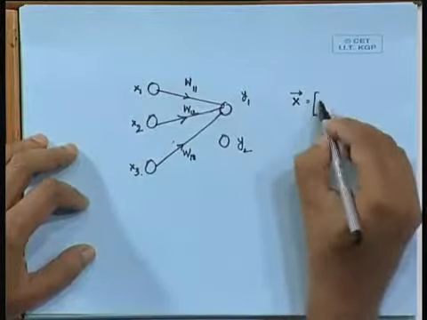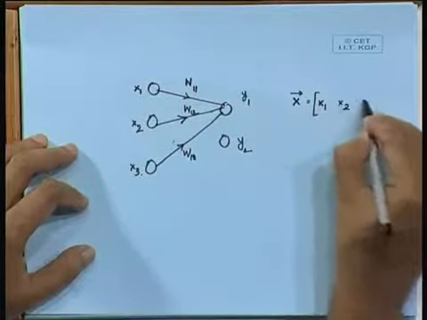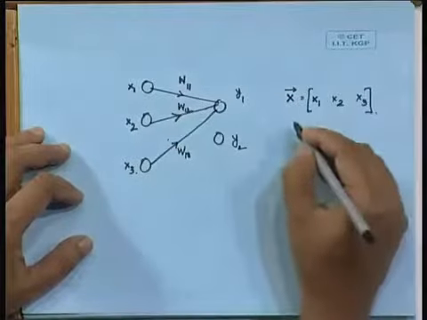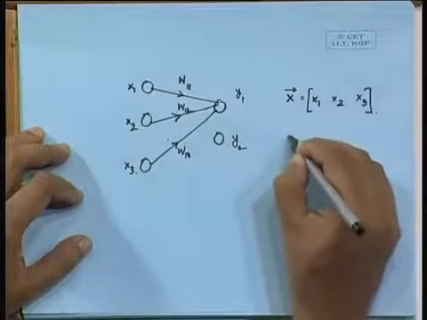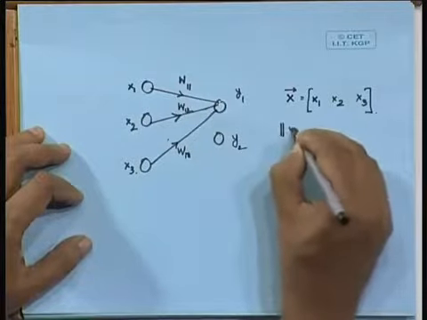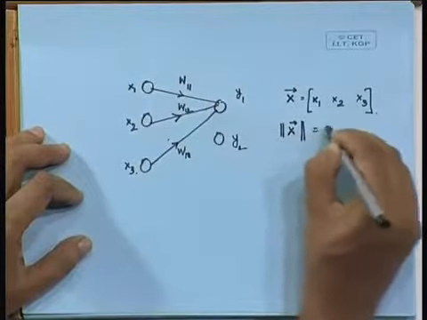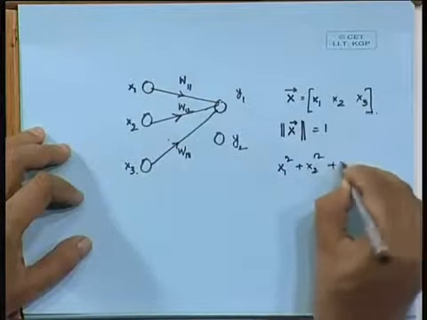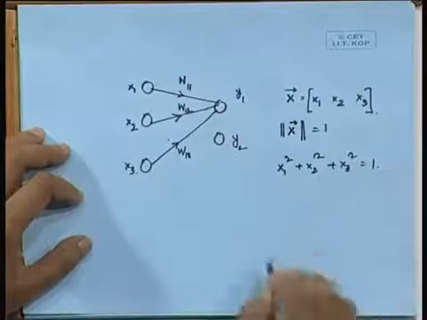So, if we define x as a vector, then its elements will be x1, x2 and x3, and supposing we define that the magnitude of this vector is equal to unity. That means to say what? If we define that this is equal to unity, this means that x1 square plus x2 square plus x3 square is going to be equal to 1. But we can have a large combination of patterns realized out of it. Given the 3 inputs x1, x2 and x3, we can realize a large number of patterns.